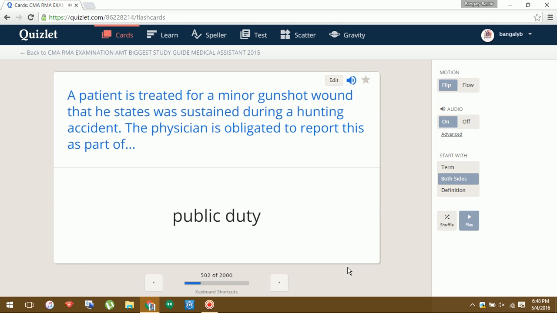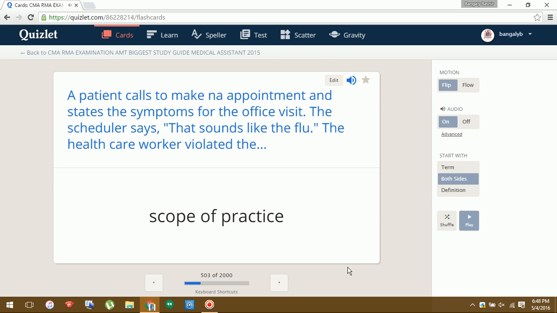A patient is treated for a minor gunshot wound that he states was sustained during a hunting accident. The physician is obligated to report this as part of public duty. A patient calls to make an appointment and states the symptoms for the office visit. The scheduler says, "That sounds like the flu." The healthcare worker violated the scope of practice.